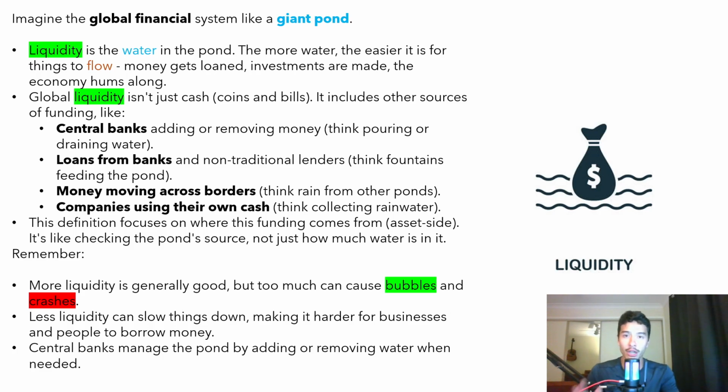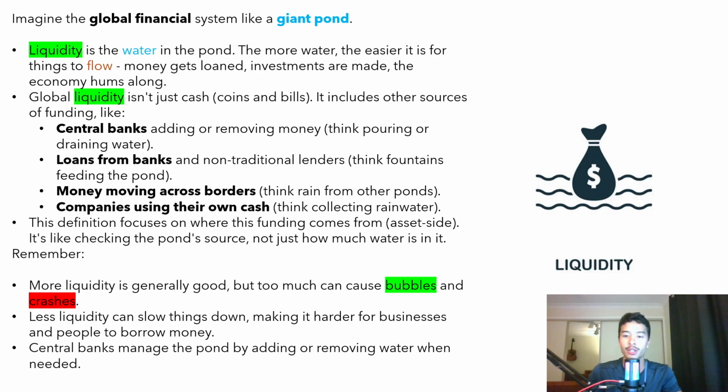Now, a cautionary thing to remember is liquidity is generally good, right? But too much can cause bubbles and crashes. So this is what happens when we reach those peaks in our cycles. And I'll go over the global liquidity cycle in the chart so you can visualize it better. But basically, when there's an oversupply of liquidity, it will generally end in a bubble, and then the crash comes after that. Okay, so less liquidity can slow things down, making it harder for businesses and people to borrow money, bringing hard economic times.